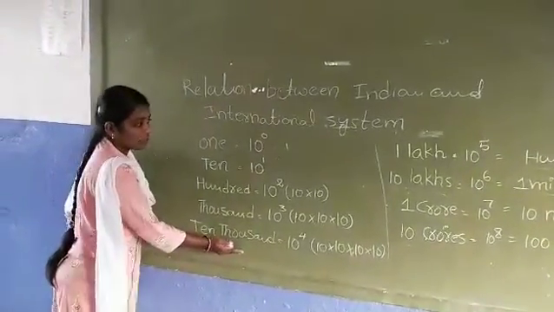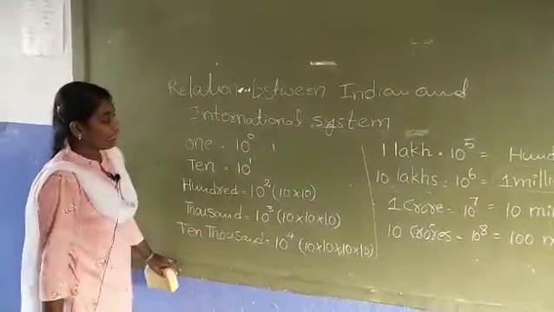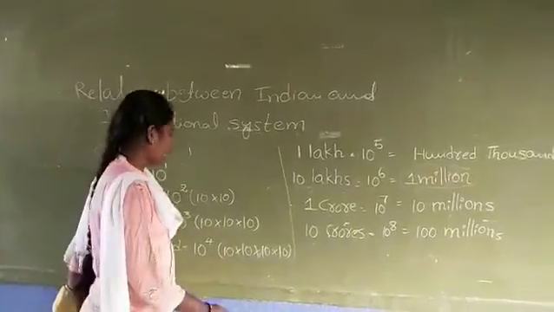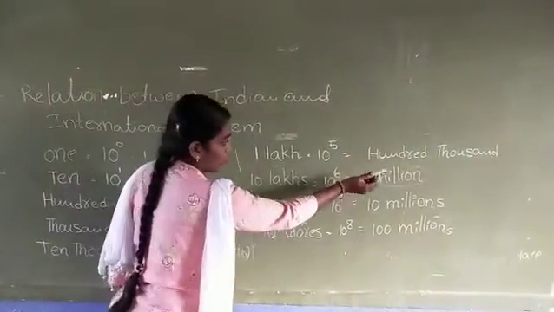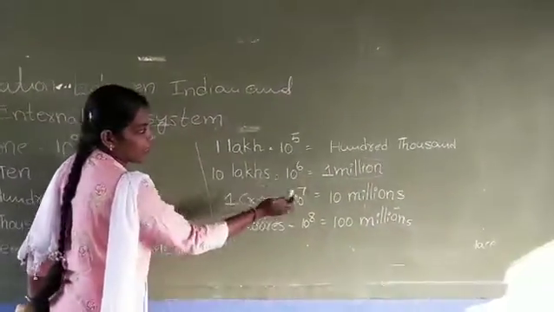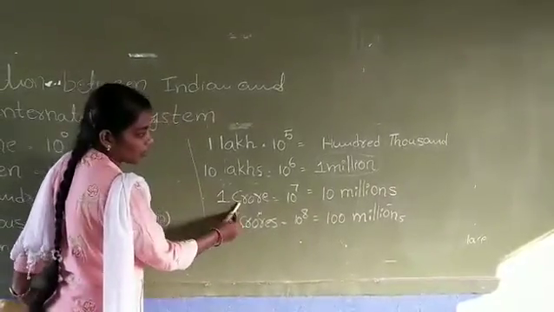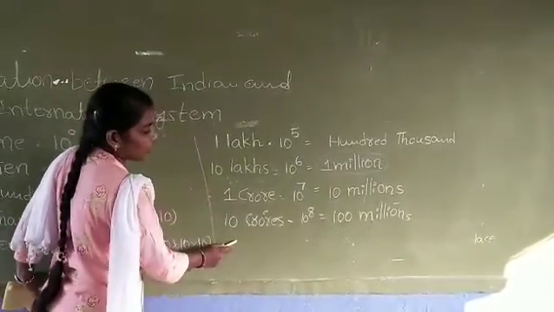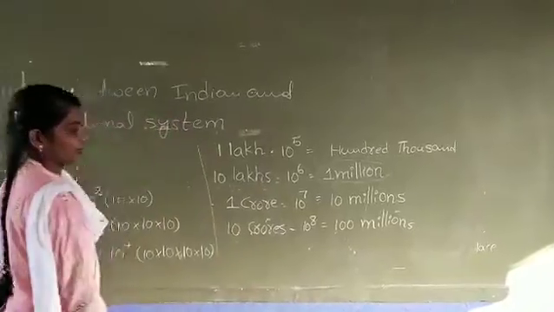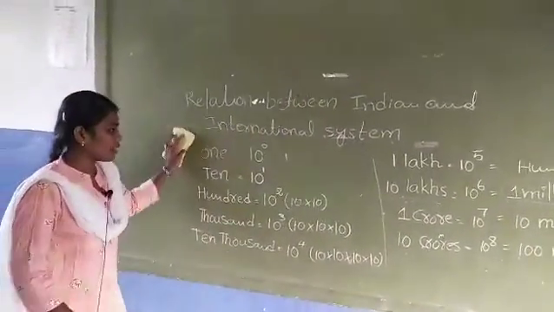Up to 10,000, both are the same in the Indian and international systems. After 10,000, 1 lakh is equal to 100,000. 10 lakhs is equal to 1 million. 1 crore is equal to 10 millions. 10 crores is equal to 100 millions. Please note this down.